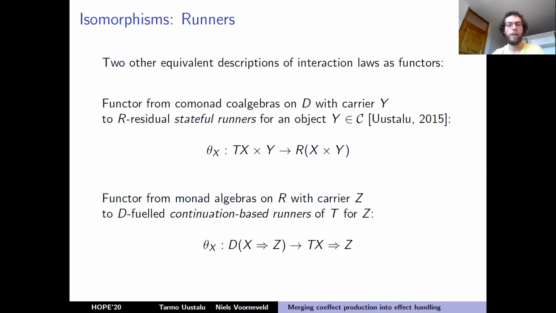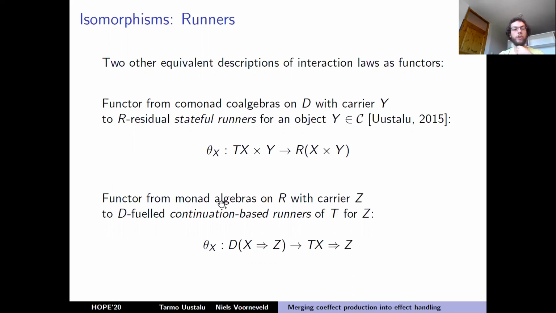All right. One last observation is that when we got the final handlers, the merged handlers, that resulted from merging coeffect production into effect handling, we got an algebra at the end. We can also look at intermediate states. So for instance, if we just combine an interaction law with a comonad coalgebra, what we get is a stateful runner, seen in a paper by Uustalu in 2015, which is something of this form. And here we see we got rid of the comonad.